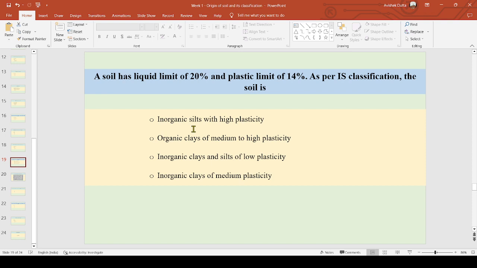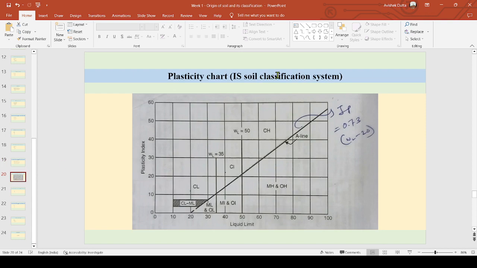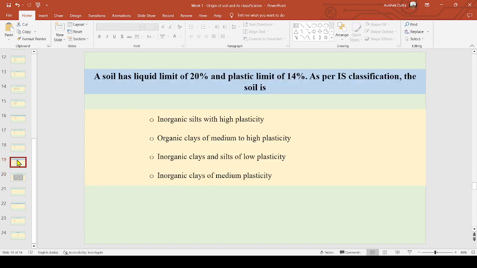The soil has a liquid limit of 20% and plastic limit of 14%. As per the IS classification, that is the plasticity chart given by the Indian classification system, the soil will be inorganic silts with high plasticity, organic clays of medium to high plasticity, inorganic clays and silts of low plasticity, or organic clays of medium plasticity. This is the plasticity chart as per the IS classification system, and you have to use this one while giving the answers of the previous two questions.